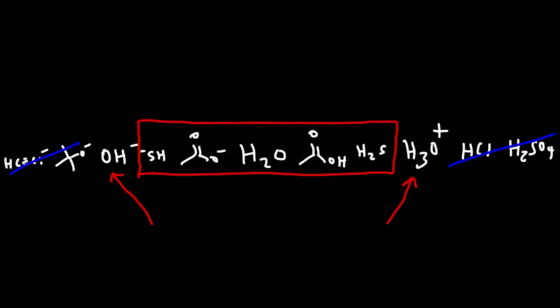So that's the basic idea behind the leveling effect. If you choose water as a solvent, no acid stronger than H3O plus will exist in that solution, and no base stronger than hydroxide will exist in that solution for all practical purposes. I mean, there's going to be a level of equilibrium, 1%, 99%, but for all practical purposes, if you were to use a stronger acid, that stronger acid is going to be, at least most of it, converted into H3O plus. If you were to use a stronger base than hydroxide, most of those bases will be converted to hydroxide.